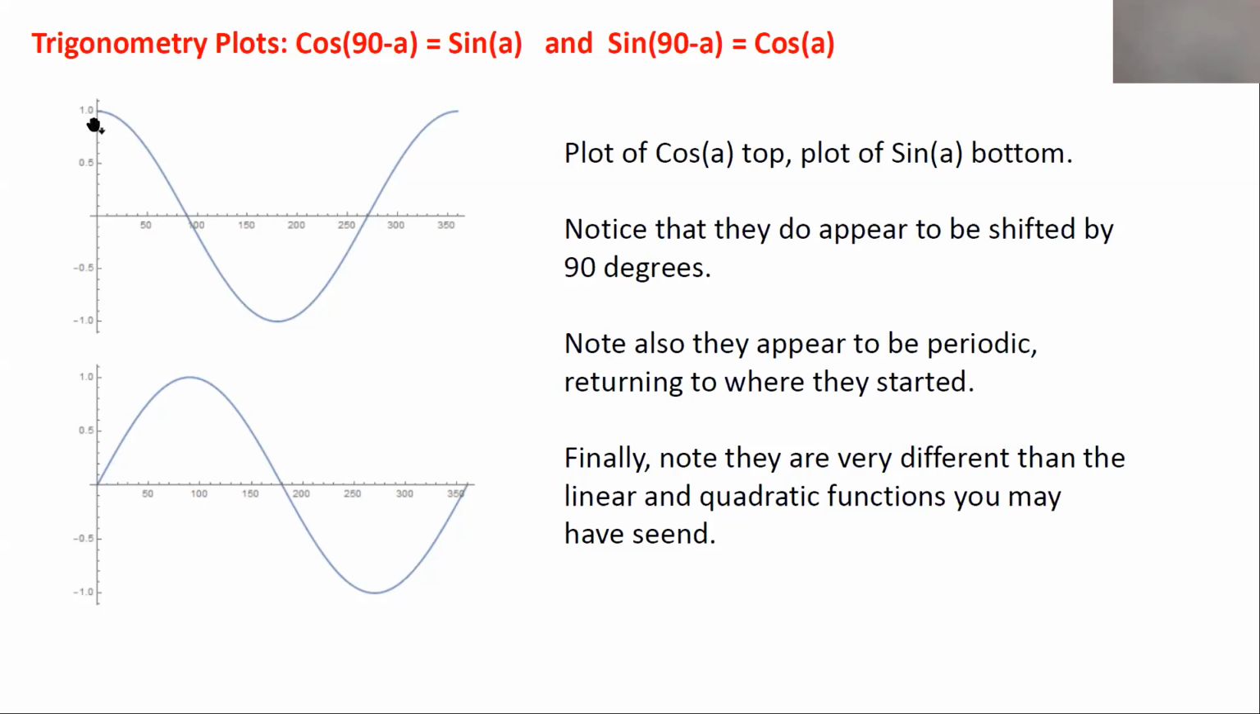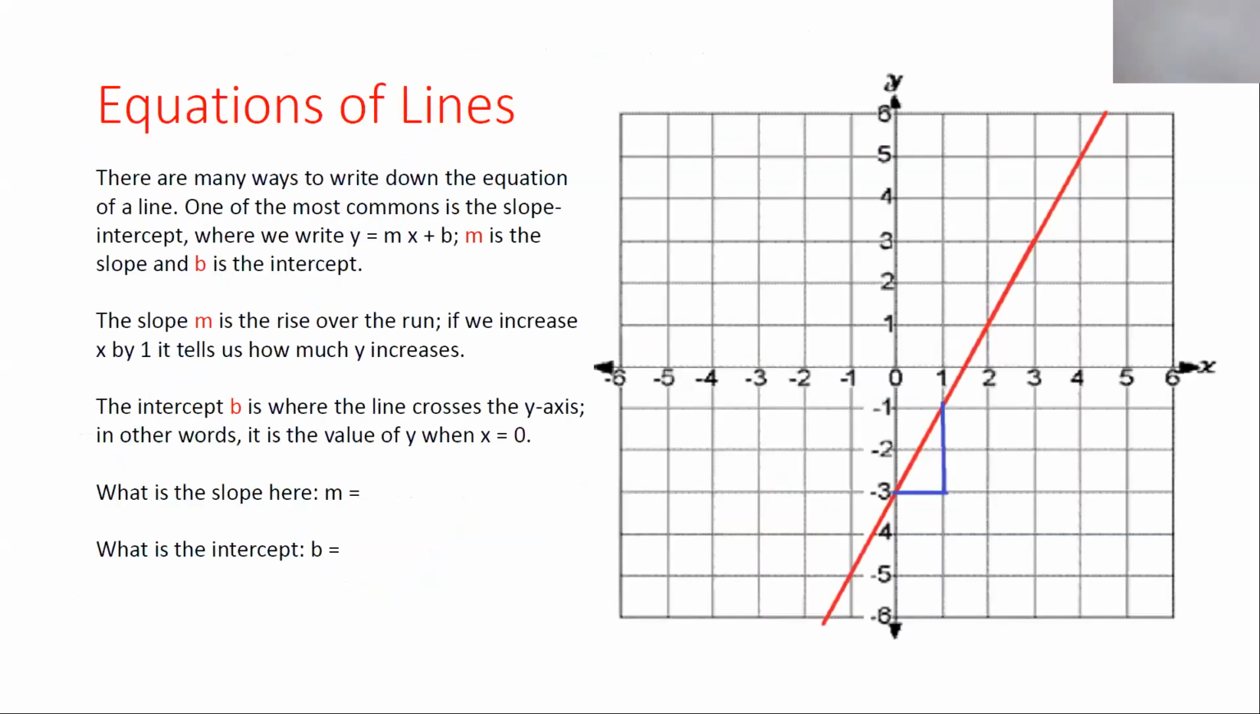So the top one is cosine. When the angle is 90, the cosine is 0. And when the angle is 0, the cosine is 1. And you can see for sine, when the angle is 90, the sine is 1. They seem to be shifted off by about 90 degrees.